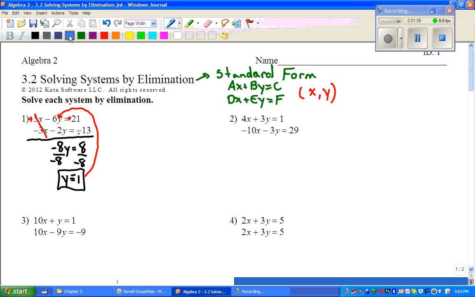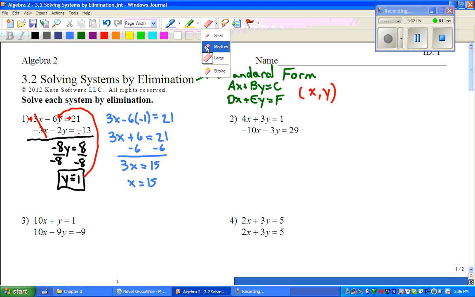So now, my second one to solve for x is going to be 3x minus 6 times negative 1 is equal to 21. 3x, a negative times a negative gives you a plus 6. I'm going to subtract 6 there and subtract 6 there, so I get 3x is equal to 15. And when I divide by 3, I get x is equal to 5. So I'm going to go ahead and say my solution is 5 comma negative 1.